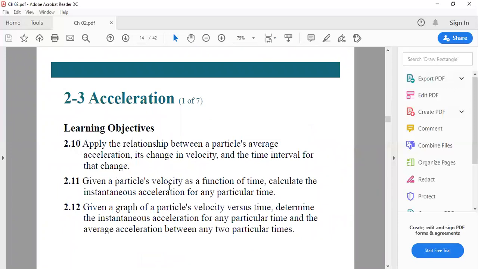Acceleration. Here we're going to apply the relationship between a particle's average acceleration, its change in velocity, and the time interval for that change. Then, given the particle's velocity as a function of time, we're going to calculate the instantaneous acceleration. And then, given a graph of a particle's velocity versus time, determine the instantaneous acceleration for any particular time and the average acceleration between any 2 particular times.